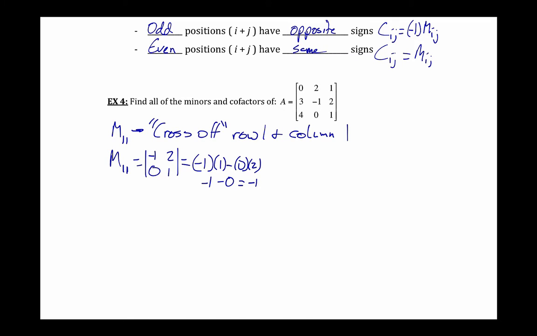Now M sub 1,2. Let me switch colors so we don't get things mixed up. M sub 1,2 is as if we're crossing off row 1 and column 2. The matrix we're left with there is 3, 2, 1, or sorry, 4, 1. So we're going to have 3 times 1, top left times bottom right, minus 4 times 2, which gives us 3 minus 8, which gives us -5.